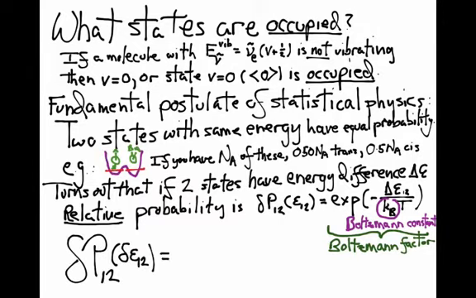And so if we put this in wave number form, this boils down to the relative probability of two states being occupied being equal to e to the minus 1.44 times the wave number difference in those two states, when we use wave number energy, so delta nu 1,2, divided by temperature.